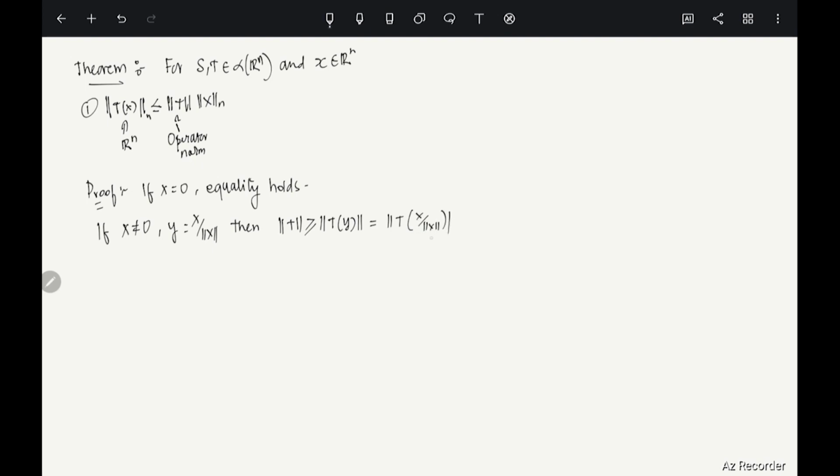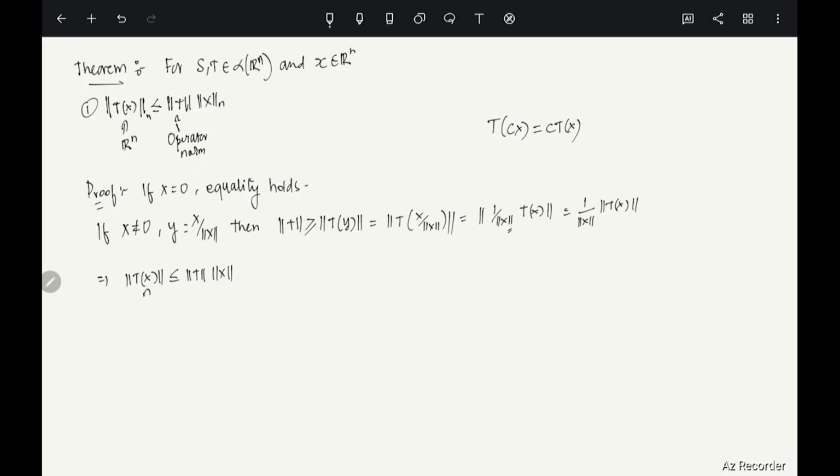Now see, you can think of this as a constant, right? So t of a constant times x is c times tx. That's a linear map, right? So you can write it as 1 by norm of x, t of x. Now norm of x is basically a real number, so I can take it out. So this becomes 1 by norm of x, norm of tx. Now if you put it together, then you have norm of tx is dominated by norm of t times norm of x.